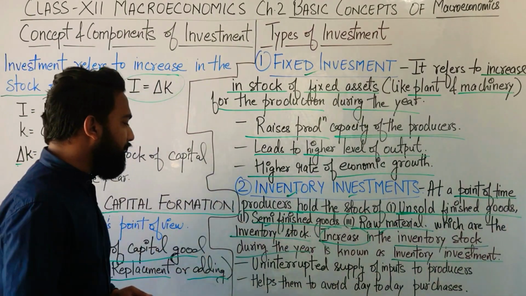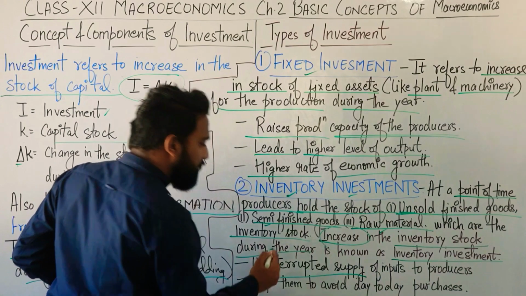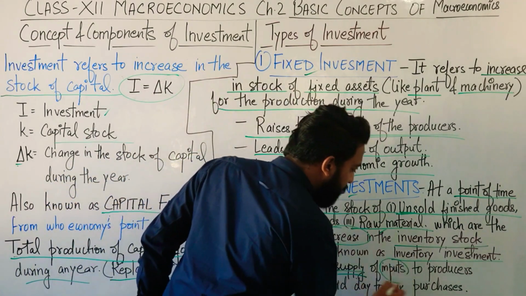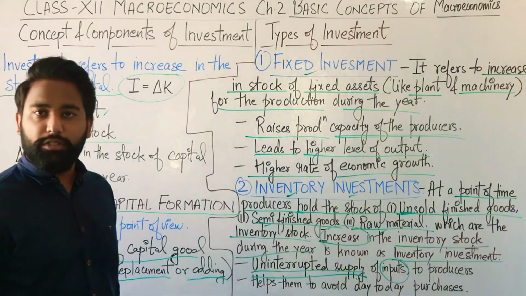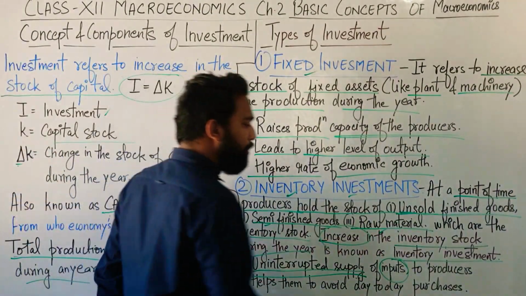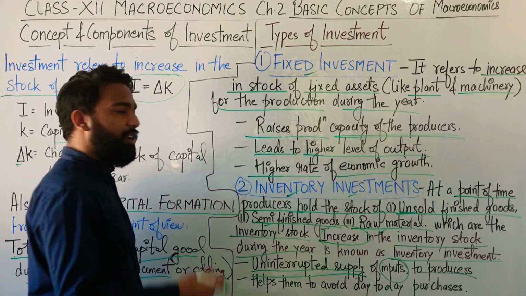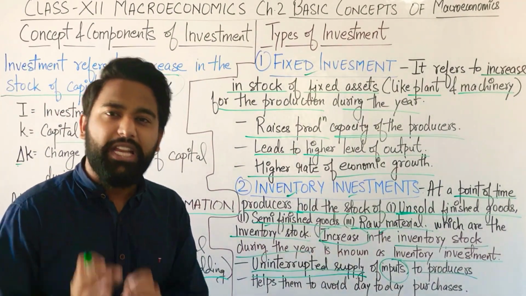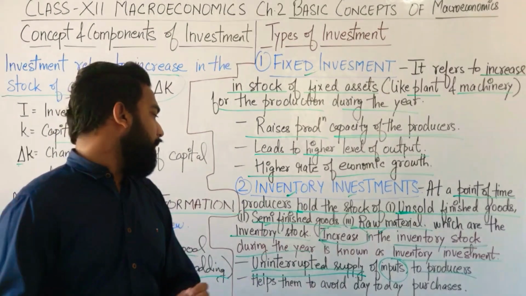Because it provides the uninterrupted supply. The uninterrupted supply of what? Of inputs. What are inputs? Those are the raw materials to the producers. If we are having inventory investments, then the producers will get the uninterrupted supply of raw material or inputs.